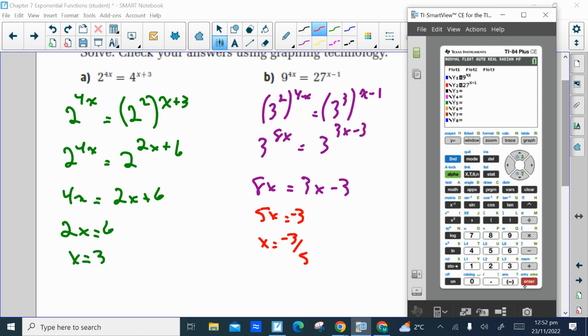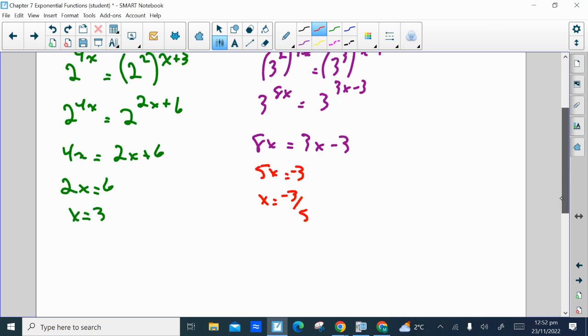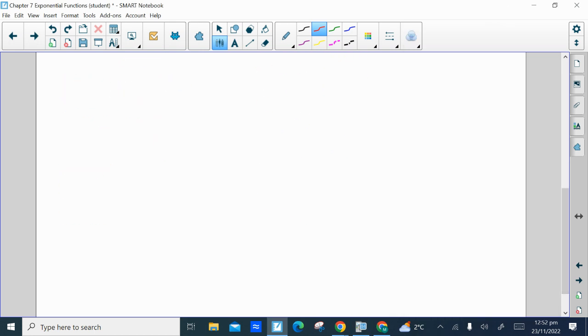Is our second equation. If I go zoom 0 for zoom fit, I don't really get a good look at the graph, but let's see if we can get our point of intersection. It gives it at -0.6, which is what -3/5 is. So it checks.